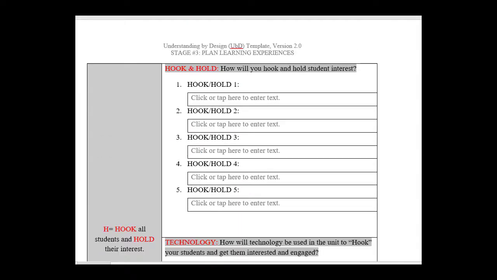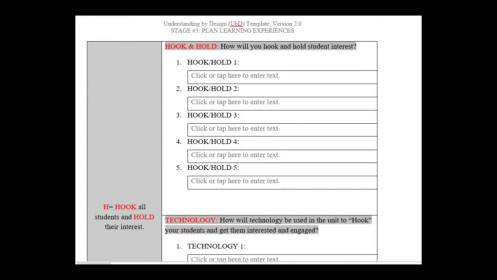Then next we're going to come to our H, which is our hook and hold. So this is where you're going to really create that one activity that is going to hook those students in and hold their interest. And always remember to make your hook and hold activity something that is relevant to the information that you are teaching. Then we want to take a look at how we are going to utilize technology within that hook and hold activity.